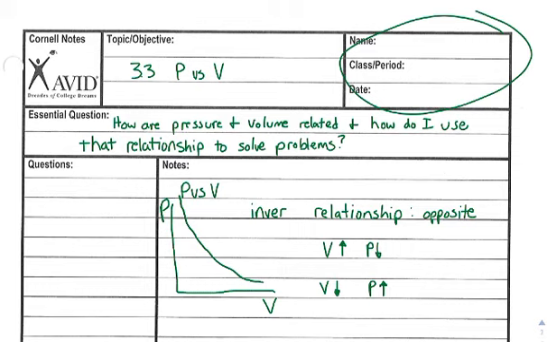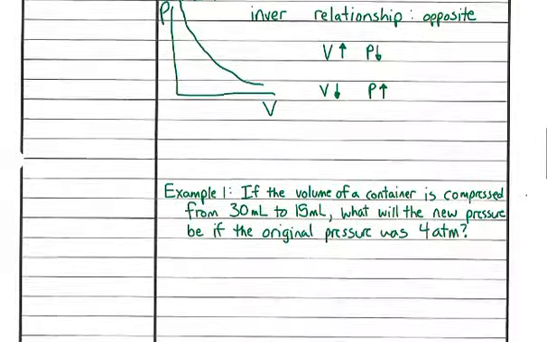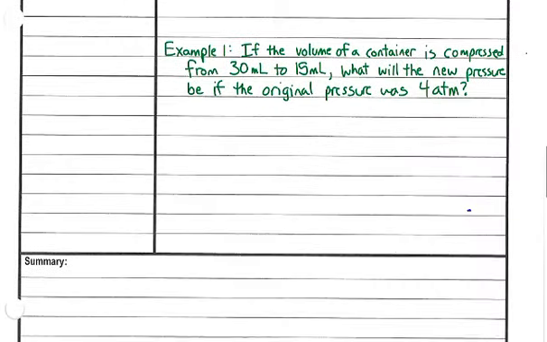So how do we use that information to do some calculations? Well, let's take a look at an example problem. Okay, so this is how I like to set these up. This one says, if the volume of a container is compressed from 30 to 15 milliliters, what will the new pressure be if the original pressure was 4 atm?